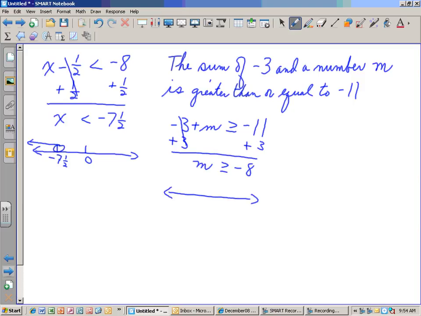Open circle or closed circle? Closed circle. Here's -8. We always want to put where 0 is. A closed circle and an arrow to the right. Okay, and that's how we can show all values of m are greater than or equal to -8.